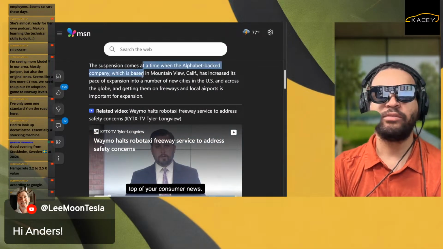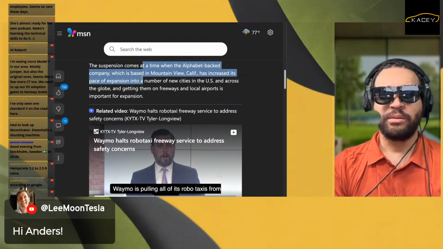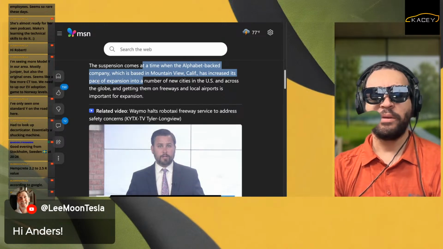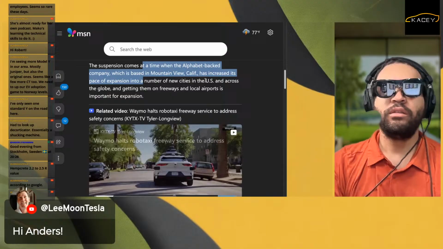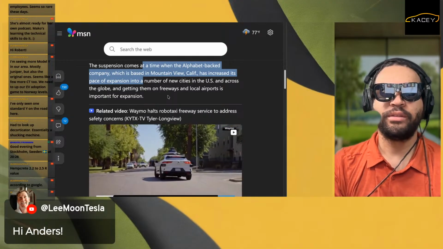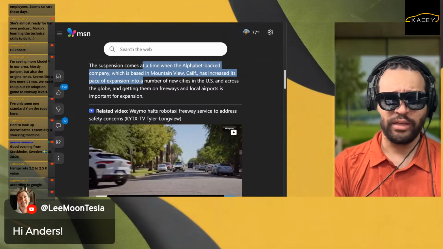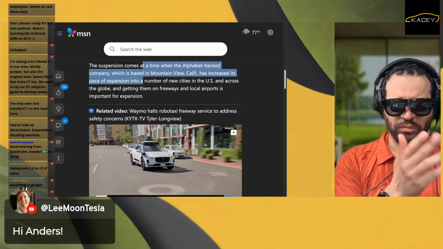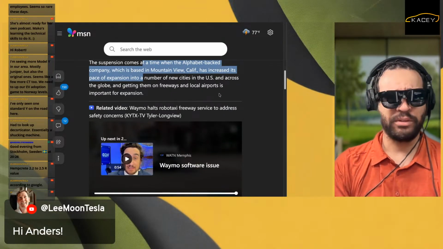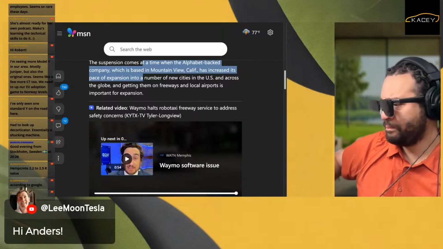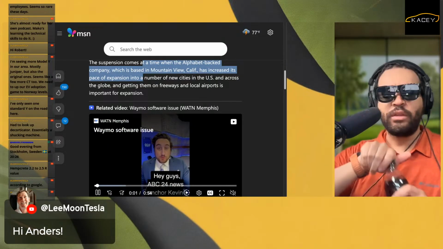The suspension comes at a time when the Alphabet-backed company, which was based in Mountain View, has increased the pace of its expansion into a number of new cities. In the U.S. and across the globe, getting on the freeways and local airports is important for expansion. This is true. Avoiding freeways entirely can really lengthen the journeys.